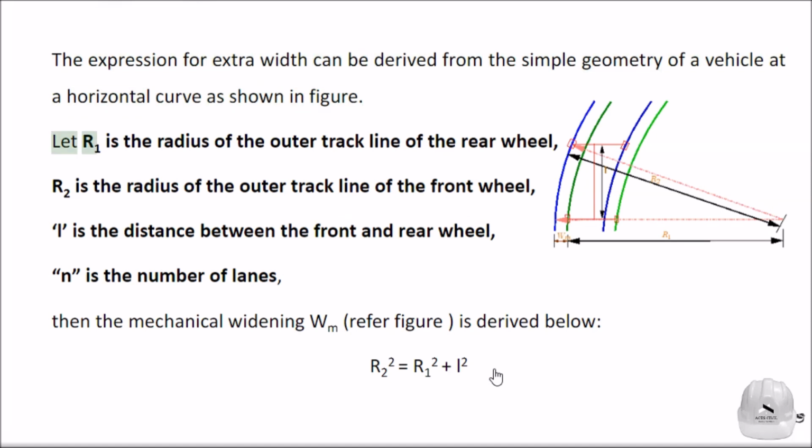Let R1 be the radius of the outer track line of the rear wheel, R2 the radius of the outer track line of the front wheel, L the distance between the front and rear wheel, and n the number of lanes. Then the mechanical widening W_M, refer to the figure, is derived below.